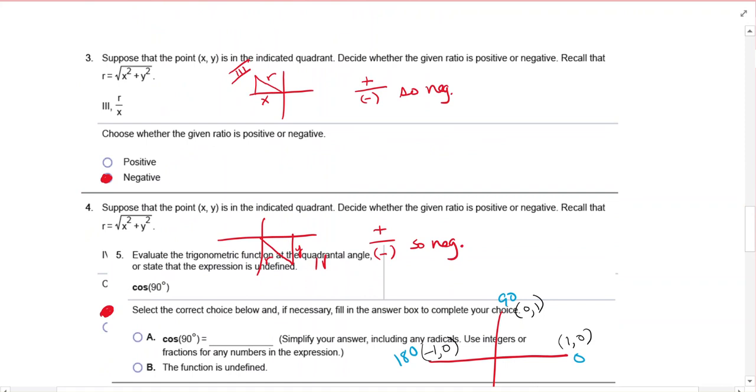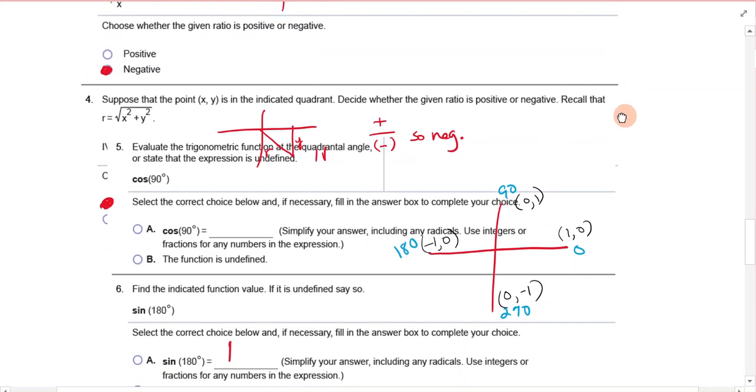Suppose that the point x, y is in the indicated quadrant. Decide whether it's positive or negative as a ratio. All right, so if we're in the third quadrant and we've got r here and x here, well, our r is always going to be positive. In this quadrant, x is negative. So the quotient, the ratio here, is ending up being negative. Because you have positive divided by negative, that will be negative. Okay? All right, let's look at number 4.